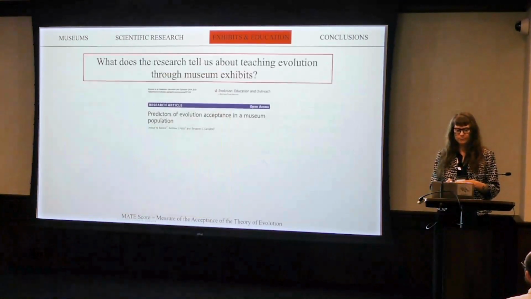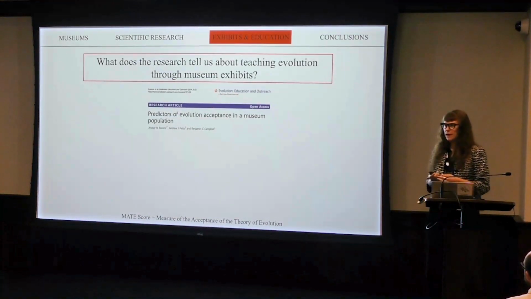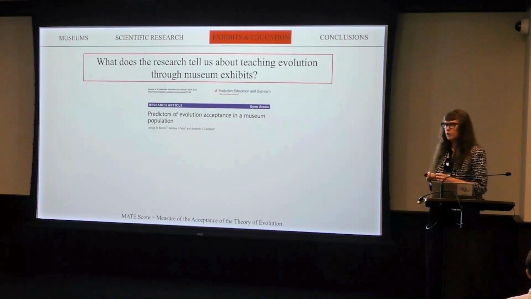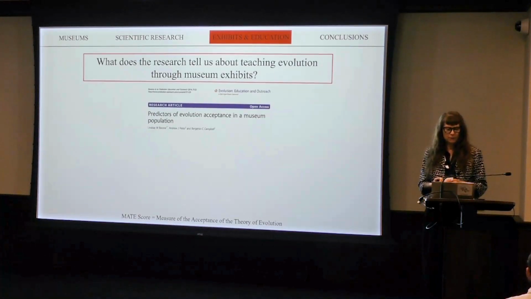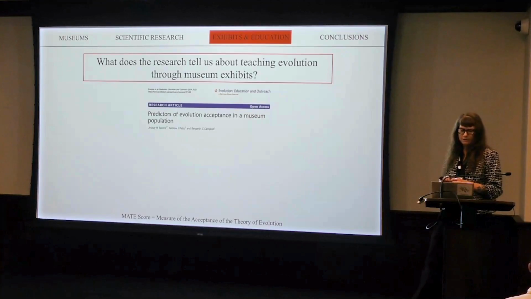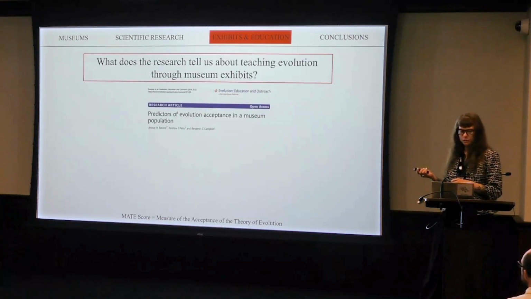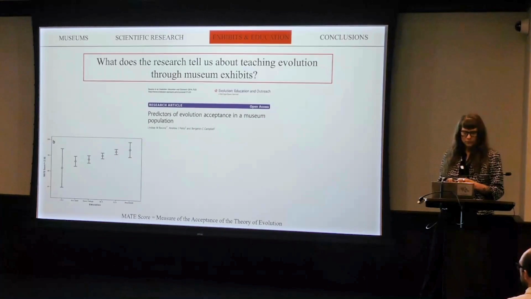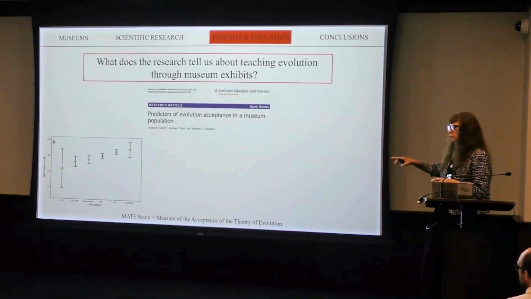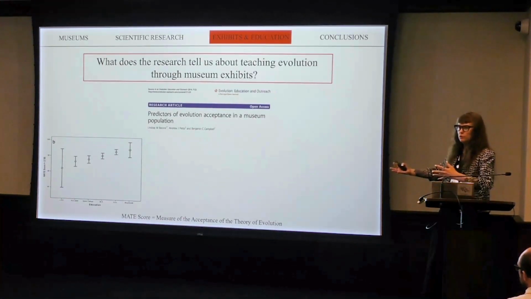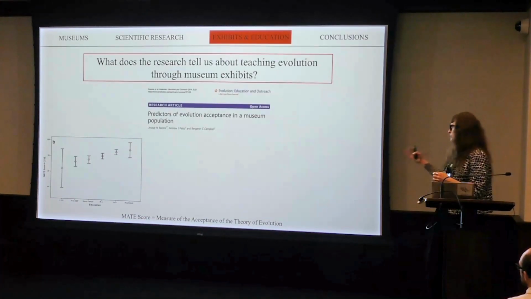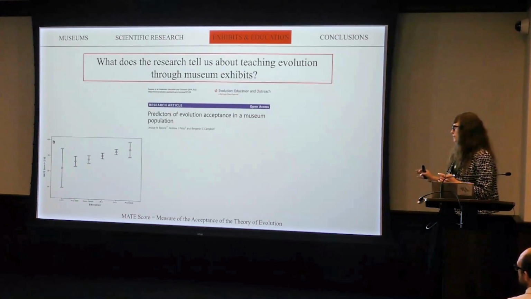So let's go back to that informal education literature, and I want to walk you through two studies and what they found. In this paper, on the predictors of evolutionary acceptance in a museum population, they used this thing called the MATE score, which was not formulated by them, but is often used in informal education, which is this measure of the acceptance of the theory of evolution.